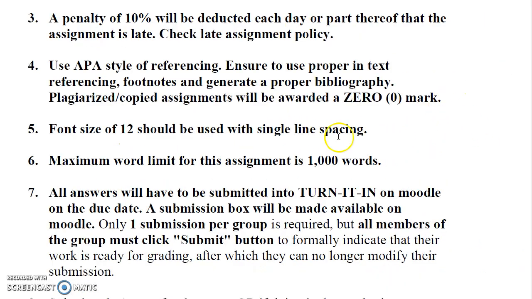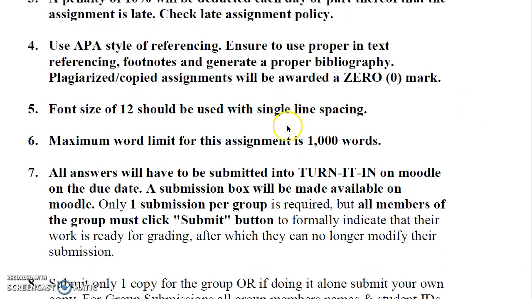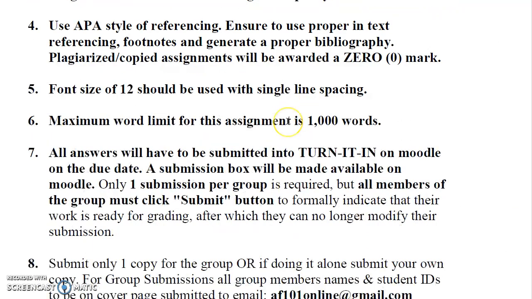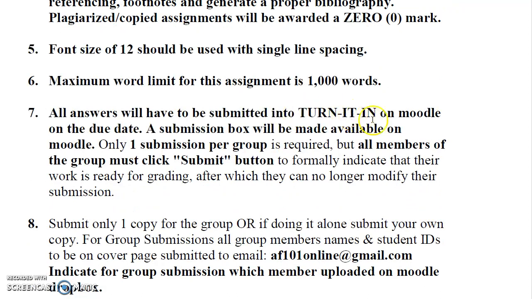A font size of 12 should be used. Maximum word limit is up to 1,000 words. Okay, so like I said earlier, all assignments to be submitted on Moodle Dropbox by the due date. Submission box will be made available. Okay, only one submission per group.